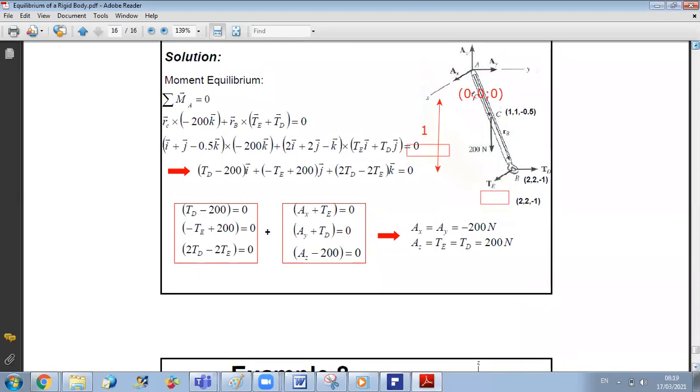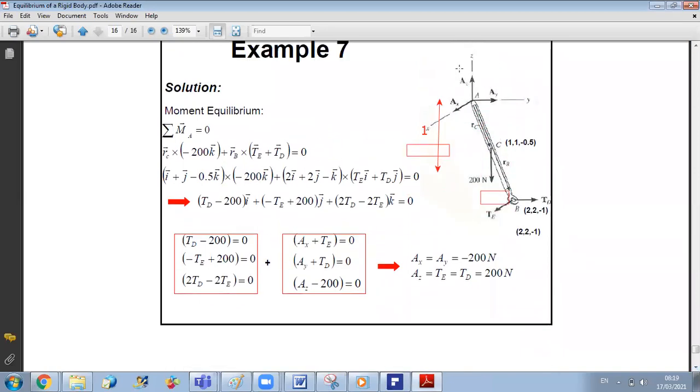Once I have the coordinates, I can now write the position vectors. So position vector AC is 1i plus 1j minus 0.5k. Concerning the moment of TE and TD, both are passing by B. So I can say that it's AB vectorial TE plus AB vectorial TD. And since AB is common between the two, I can take it as a factor and say that it is plus AB vectorial (TE plus TD).